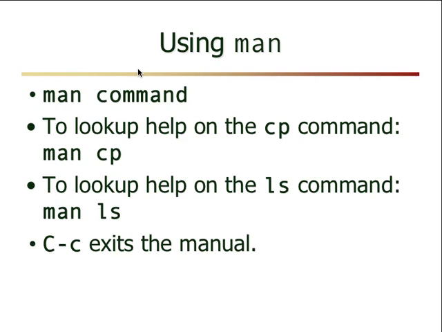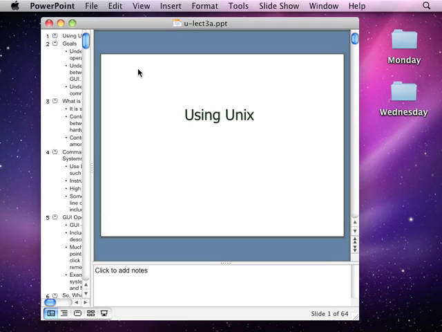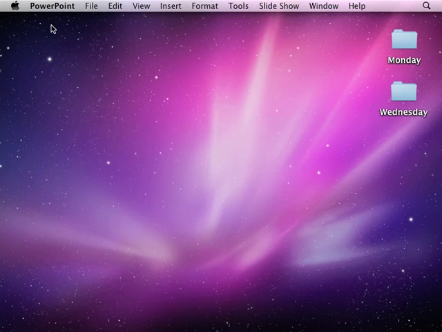When you use the man pages, and one of your assignments will have you do this, you type the word man, space, and the command you're interested in finding out about. To look up the cp command, as an example, you go man space cp. To look up ls, man space ls. Control-C exits the manual; it terminates it completely.